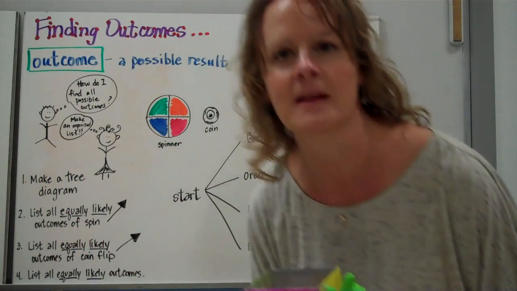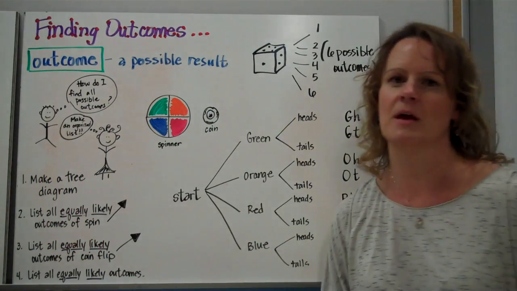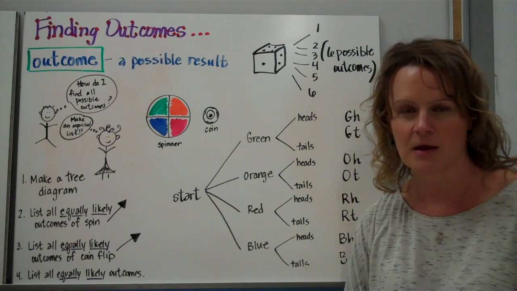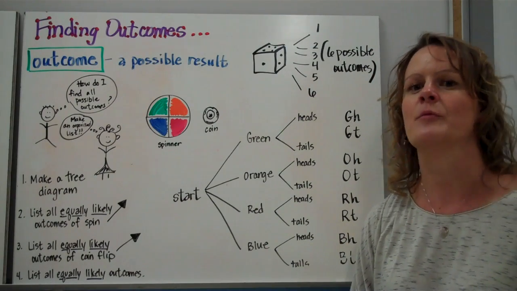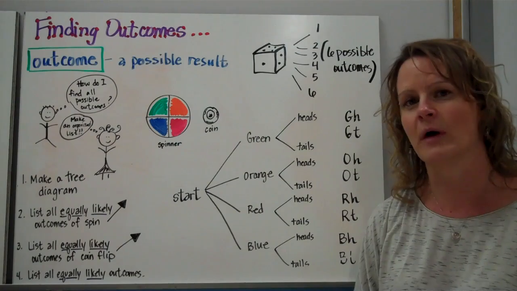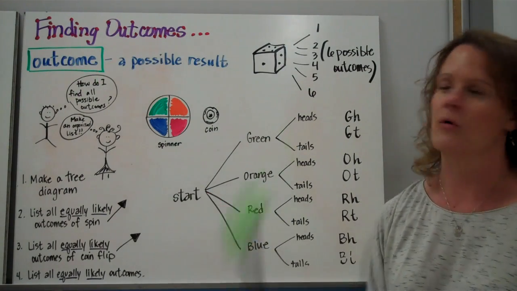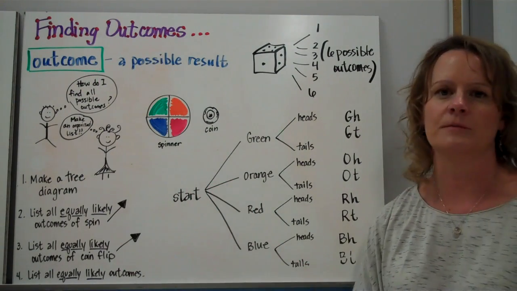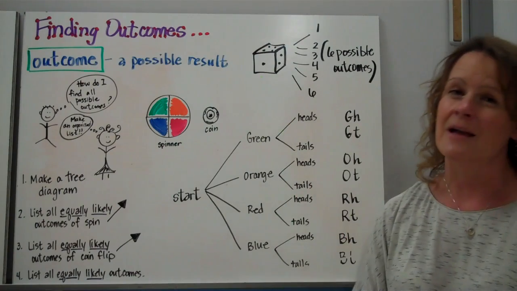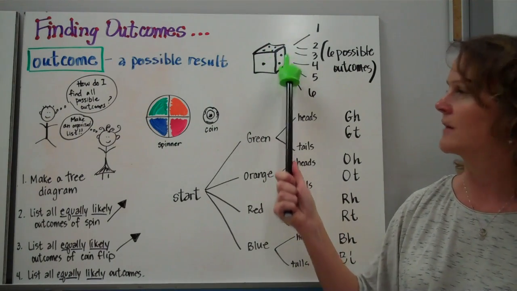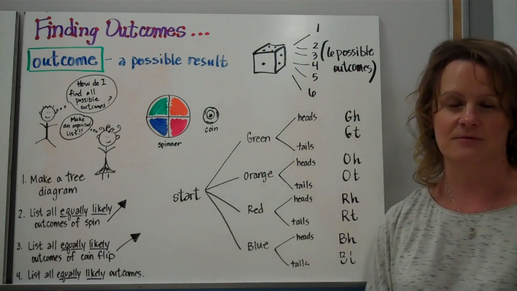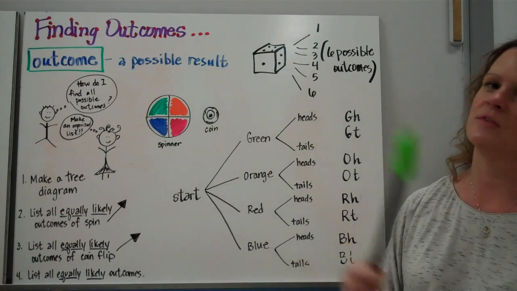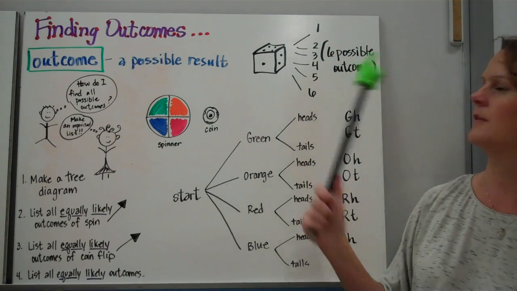Okay, another thing that I want to talk about as an introduction to investigation 1 is finding outcomes. And finding outcomes is really important, especially when it comes to finding the theoretical probability. You cannot accurately analyze a probability situation unless you know how many possible outcomes there are. When we talk about outcome, we're talking about a possible result. So if you think of a die, of course, and you know that there are 6 faces on a die and each face has a different number, we know then that just the simple roll of a die will have 6 possible outcomes.